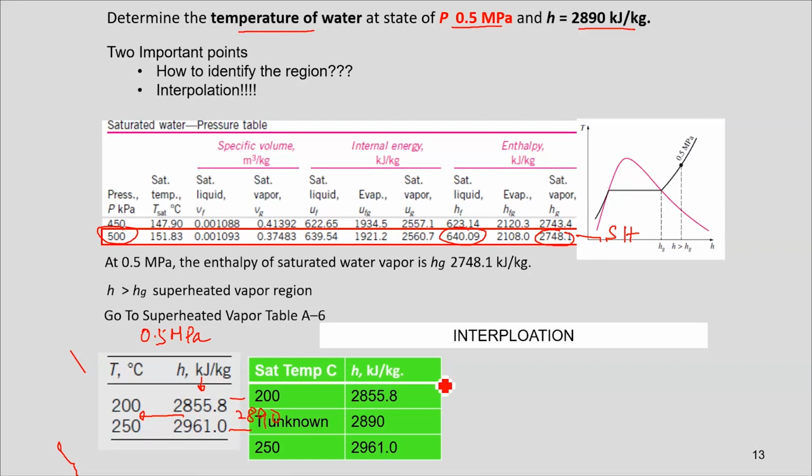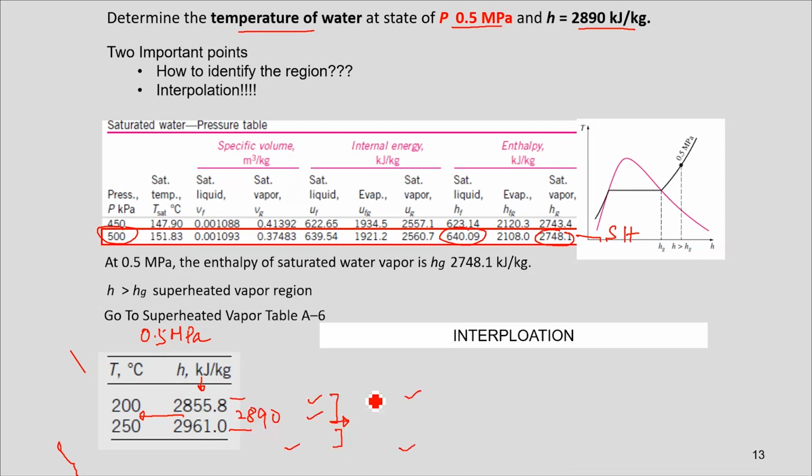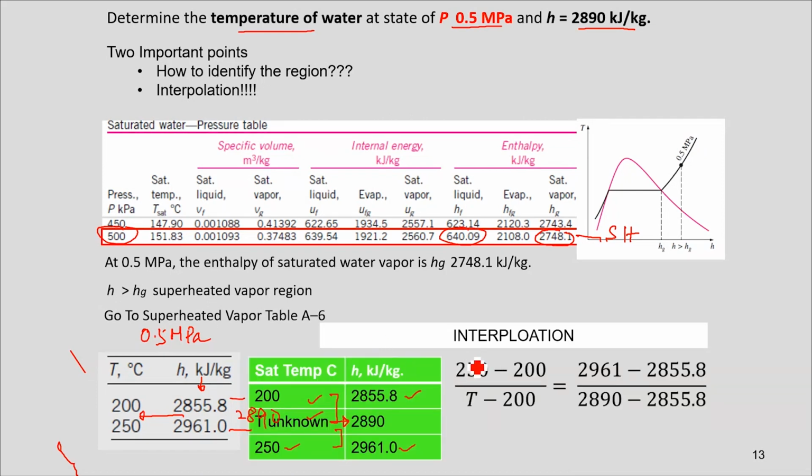In interpolation, you'll use the value of 200 degrees centigrade and the corresponding enthalpy, T unknown, which you have to find out for the enthalpy value of 2890, and a greater value which is 250 degrees centigrade, and the corresponding enthalpy value is known to you. So now you just have to take the difference between these two and these two on the left hand side. So you can take any two temperatures, the difference of any two temperatures and the corresponding enthalpies on the right hand side. Similarly, the difference of any two temperatures on the left hand side and their corresponding enthalpies. By any two temperatures, I mean any two temperatures.